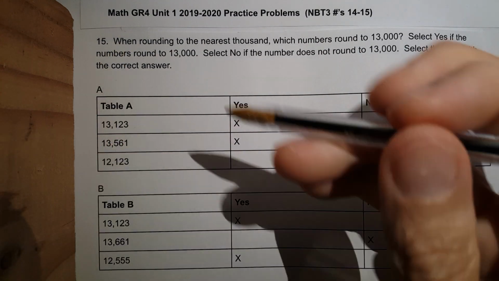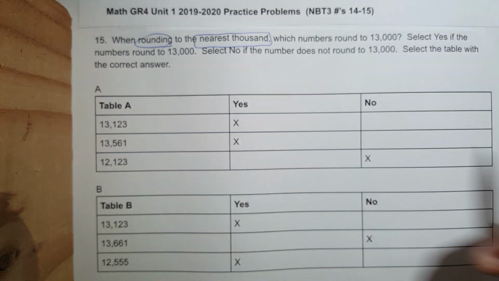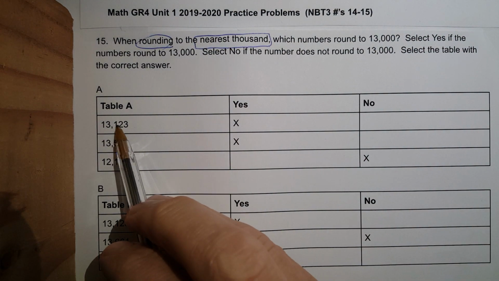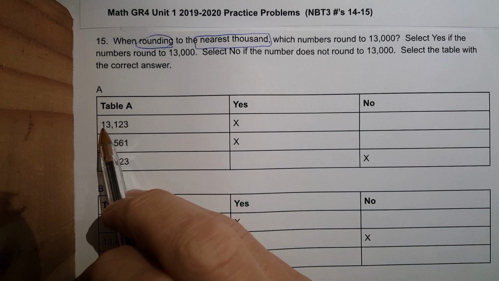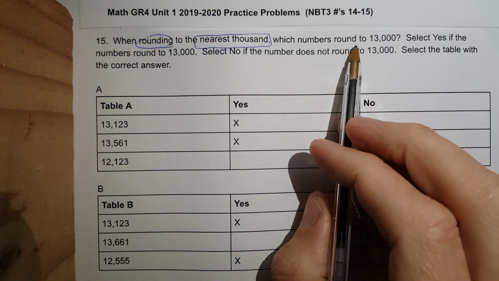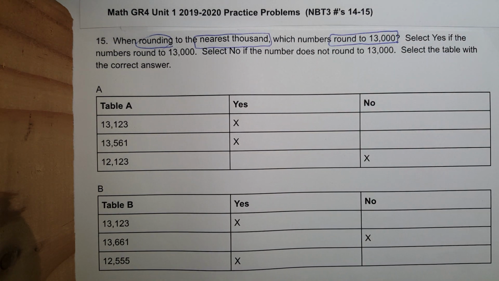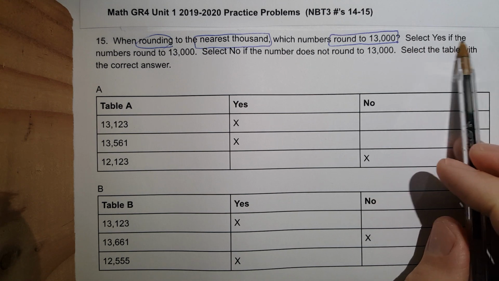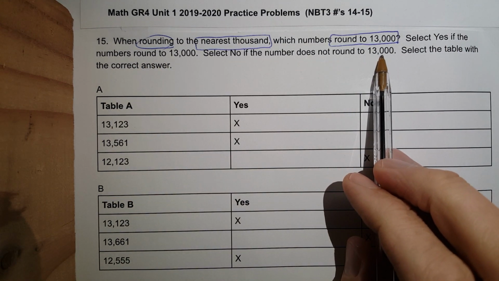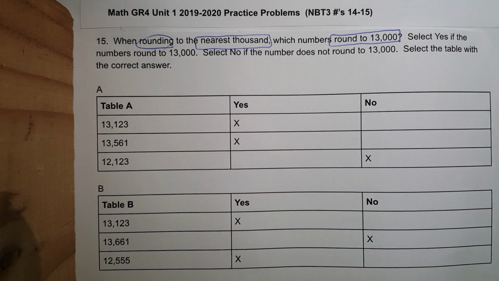This is number 15. When rounding to the nearest thousand, okay, right away, if you scan these numbers, you're getting faster. These are 10,000s, so you're going to the nearest thousand. Which numbers round to 13,000? Select yes if the numbers round to 13,000. Select no if the number does not round to 13,000. Select the table with the correct answer.